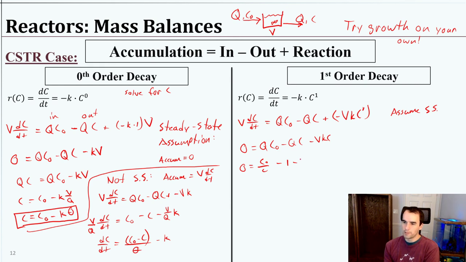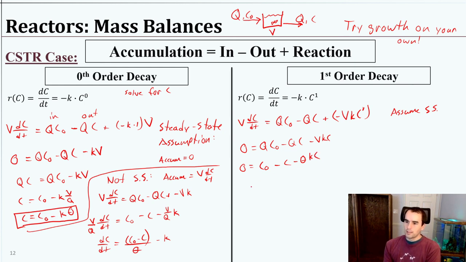let's not divide by C yet. Let's just do V. Sorry. I retract. Okay, we're just dividing by Q like we did last time. 0 equals C naught minus C minus theta, because V over Q, K C.